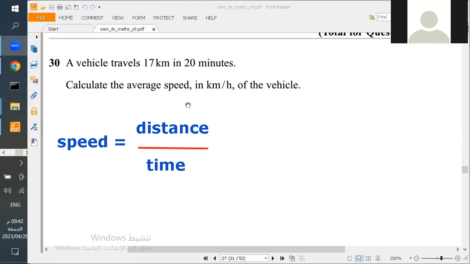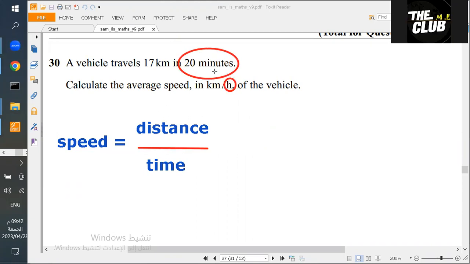So it becomes 17 kilometers over time, and time has to be in hours. I have to follow the rule. Since it asks for per hour, it means we convert this to hours. How do we convert 20 minutes to hours? Wait, am I multiplying or dividing? I'm sorry, turning minutes into hours.